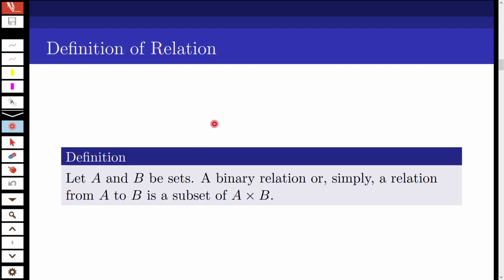Now we define a relation. Let A and B be two sets. A binary relation, or simply a relation, from A to B is a subset of A cross B. So a relation from A to B is actually a subset of A cross B. This is the definition of a relation.